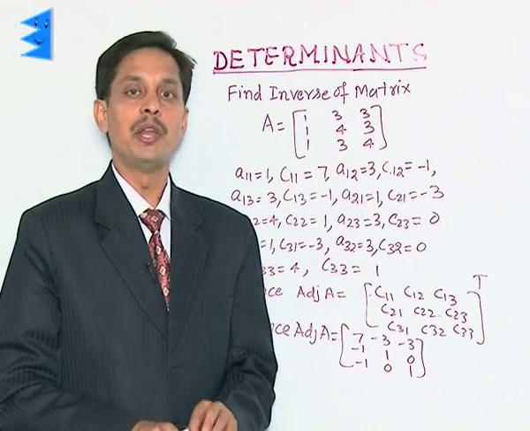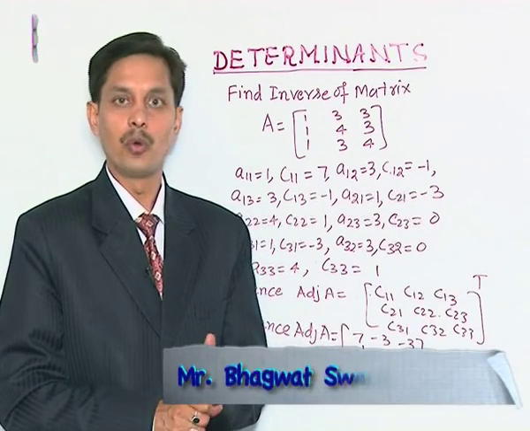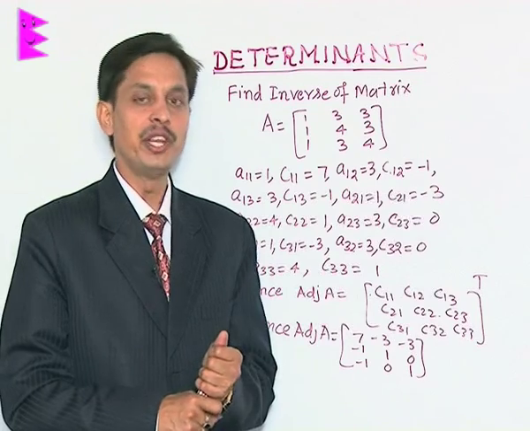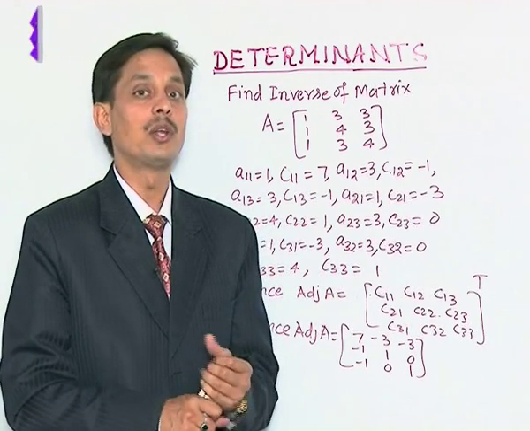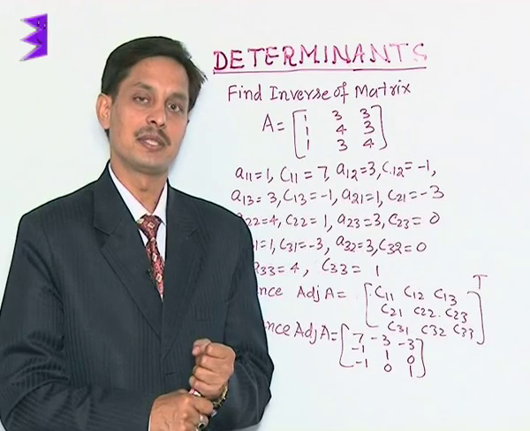Now I want to explain how to find the inverse of a matrix using minors and cofactors. To obtain the inverse, first we need to calculate the adjoint of a matrix. The question is, what is the adjoint of a matrix?